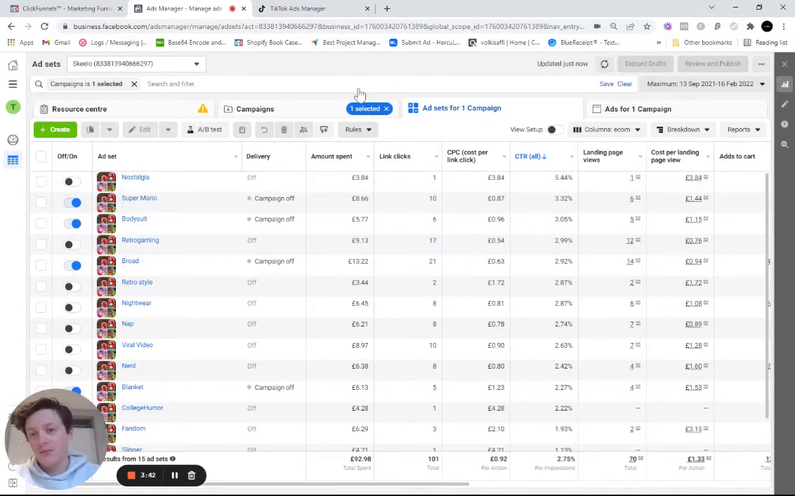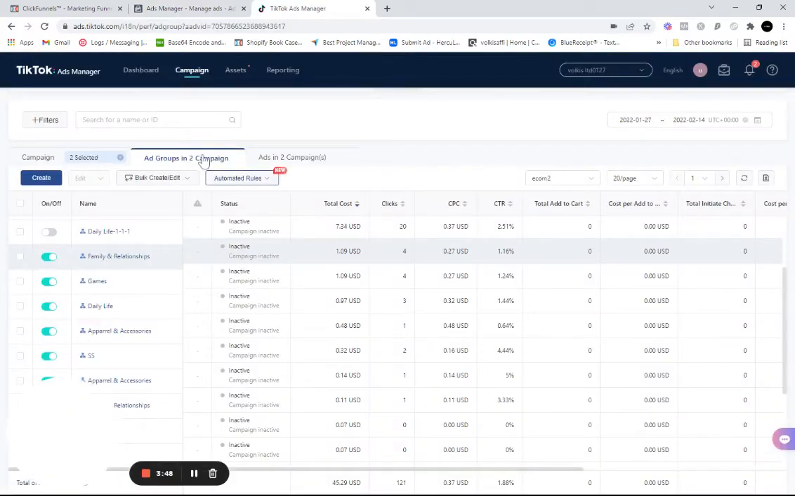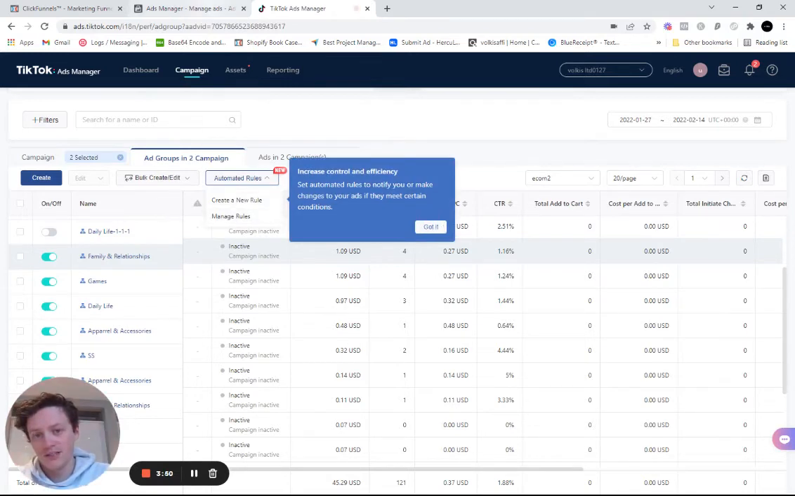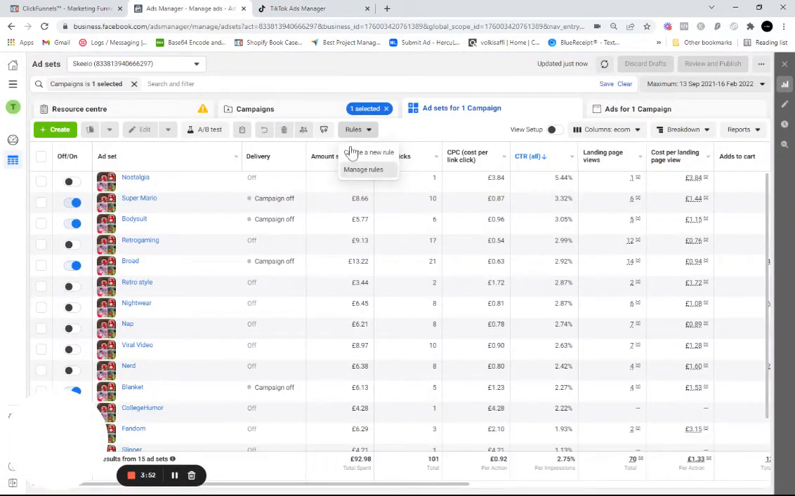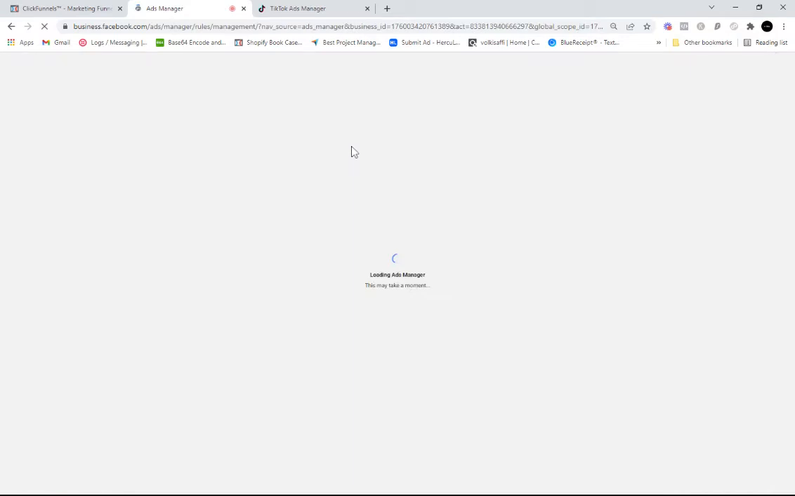So this is something that you can do on TikTok ads as well. It's exactly the same. If you go to rules here, it's manage rules. And on TikTok, it's automated rules, and you can create or manage rules. It's exactly the same thing. Now, if we come on to manage rules, I'll take you through the rules that I set up.